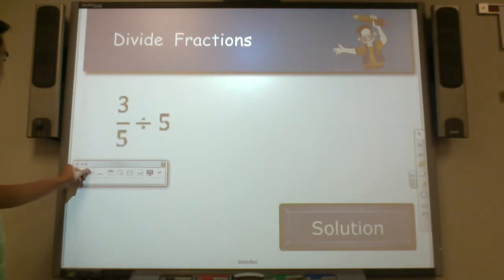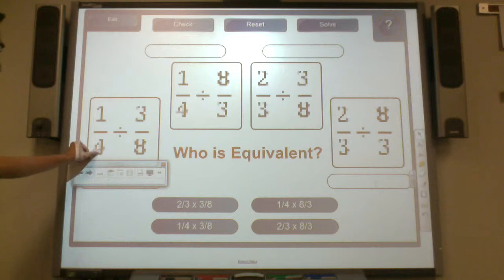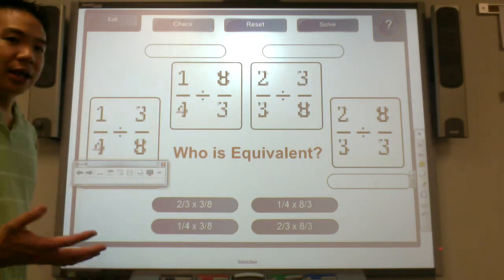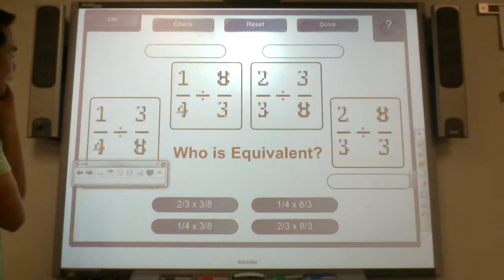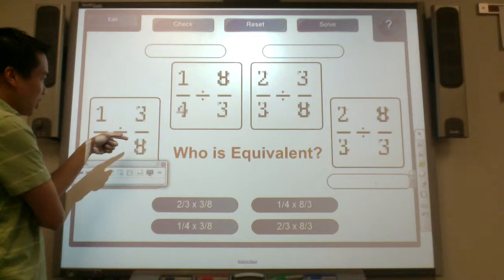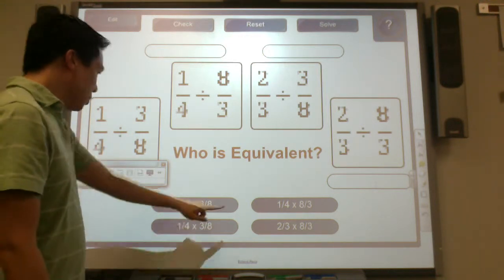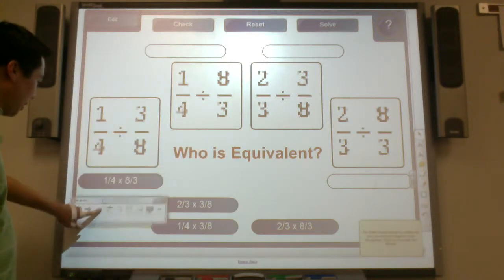All right, let's skip. So many examples. I like this one. Can you match the division expression with the multiplication expression? So we have 1/4 divided by 3/8. Is there another way to write this as a multiplication expression? Well, I know dividing fractions, give it a try. You flip the second fraction, so it could be 8/3 somewhere. It's this one. So 1/4 times 8/3. I'll put it right there.